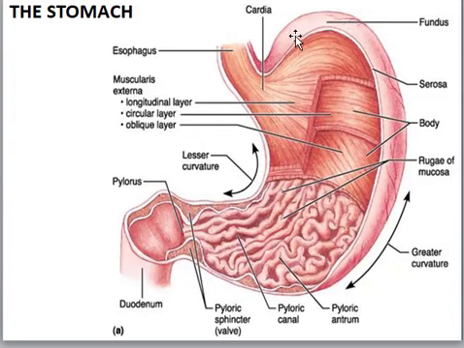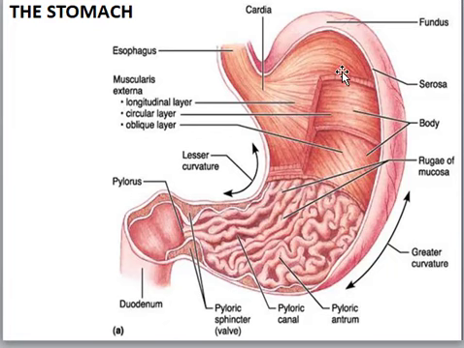The upper dome is called the fundus. The most part is called the body. The body contains two curvatures. The long one is called the greater curvature, and the small one is called the lesser curvature. And this is the pyloric part and the pyloric sphincter.